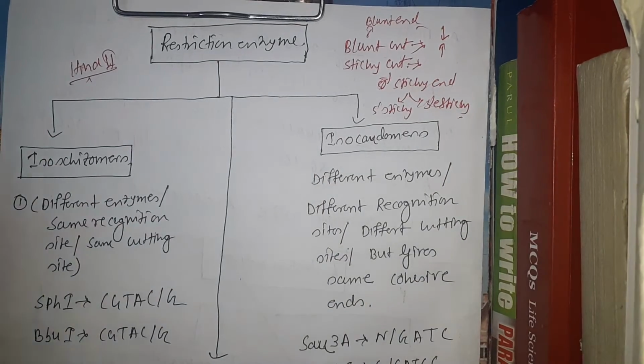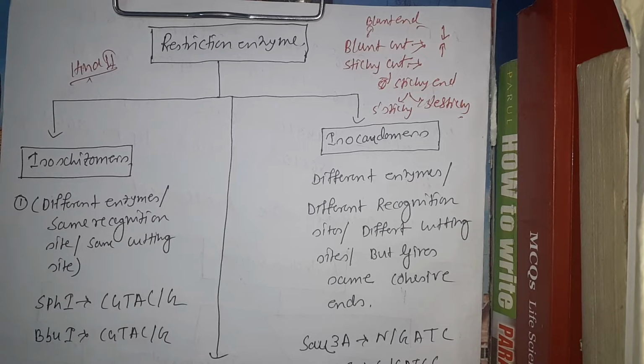So these are the lectures that I have previously taken. Today we are going to talk about isoschizomers, neoschizomers, and isocaudomers.